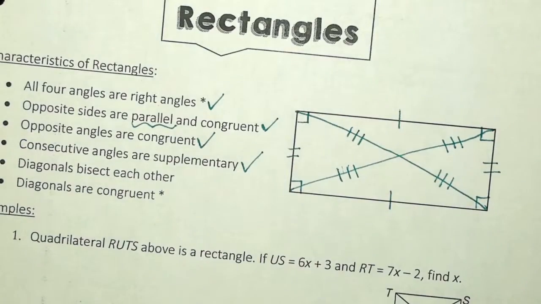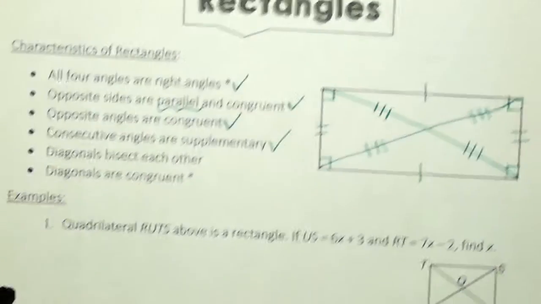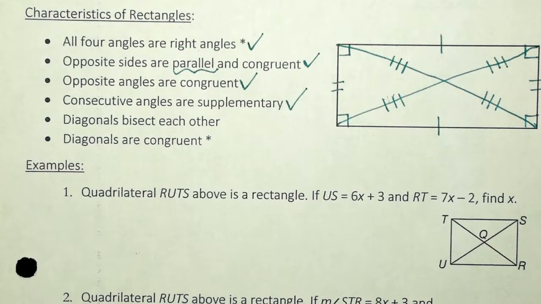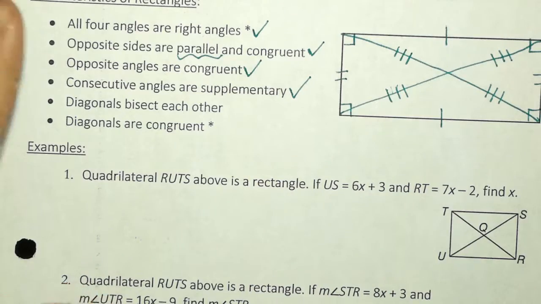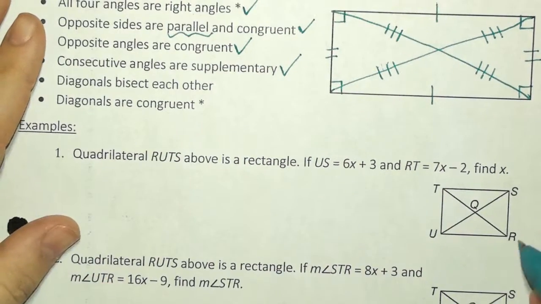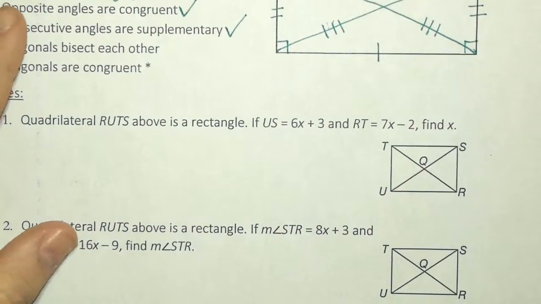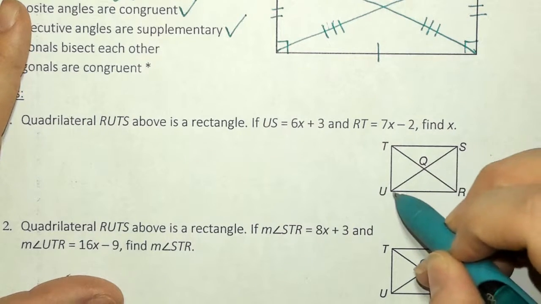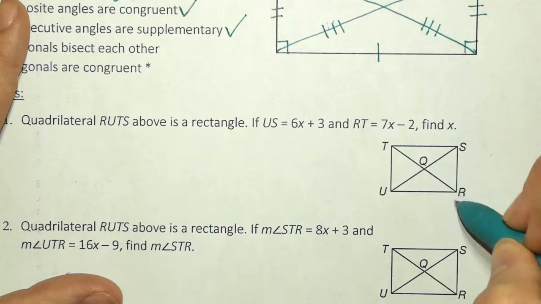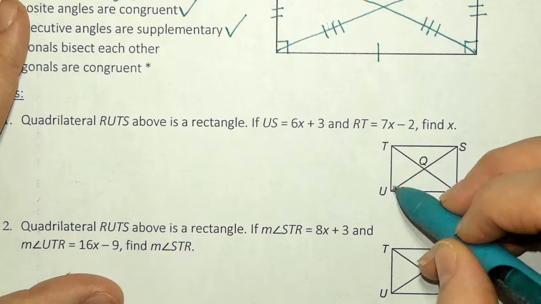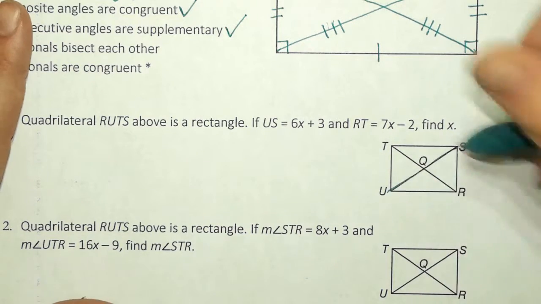Okay, now let's take everything we just learned and let's practice it. So example 1. Here's quadrilateral RUTS. It's a rectangle. It says above, but it's actually beside it. If US, so this whole diagonal, is 6x plus 3, and this whole diagonal is 7x minus 2. Well, what do we know about this whole thing, US and TR?